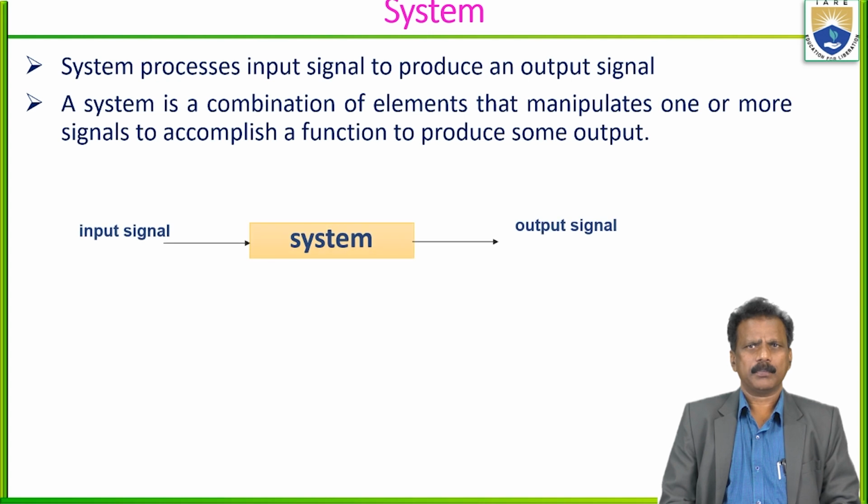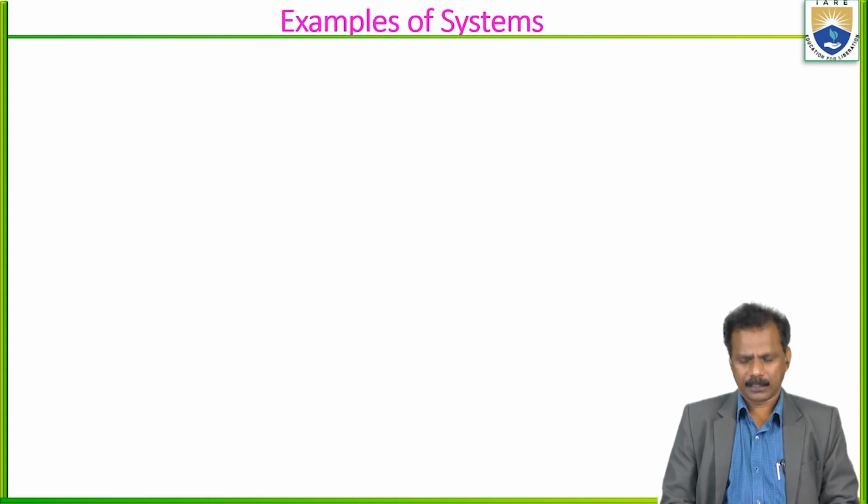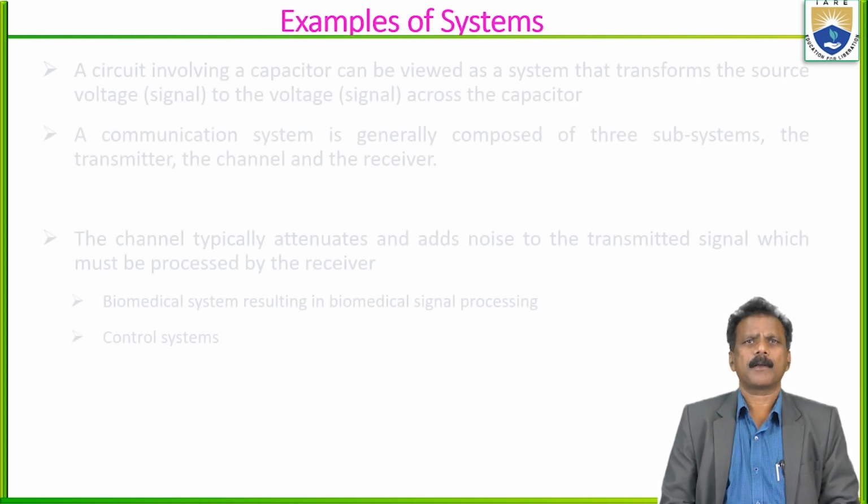Okay, input signal, we have to consider this input signal like this. The system is followed by this one, and the output we will expect. This is the system that processes input signals to produce an output signal. So the system is a combination of the elements that manipulates one or more signals to accomplish the function to produce some output. Okay, examples of systems.